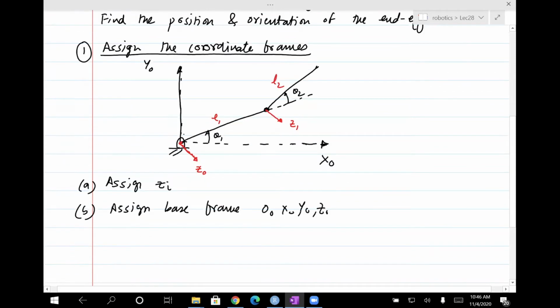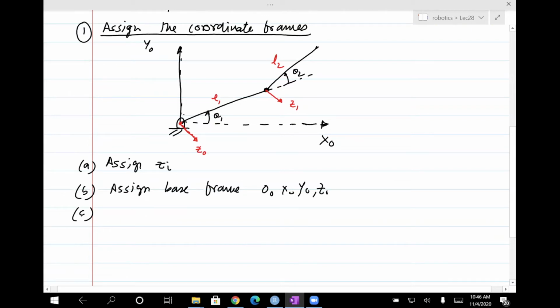Okay, now we'll go to step C, which is probably the most intricate one. Step C tells you how to assign frames Xi, Yi, Zi for the subsequent links. Now there are 3 things here: there's 1, there's 2, and there's 3 if you see the handout. And it really depends on how these links, the Zi's, are dependent on each other.